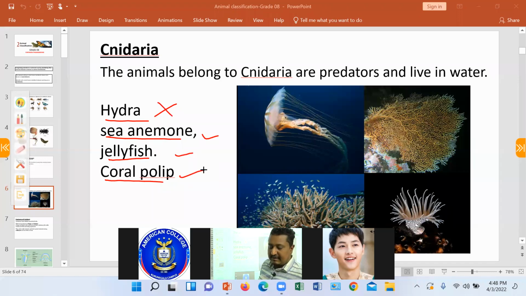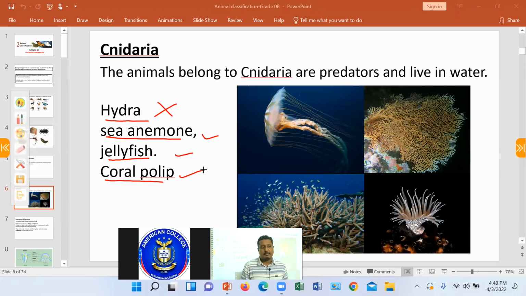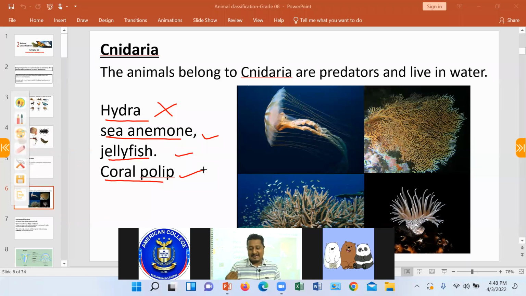Okay. Then they all are predators. You saw how they catch small fish by using their tentacles. They have a poisonous gland in their tentacles. What is the name given for that poisonous gland? I told you it's very poisonous. It's used to paralyze their enemies, to catch their prey. Inside the tentacles, those special poisonous parts are there. What is that? Cnidocytes.